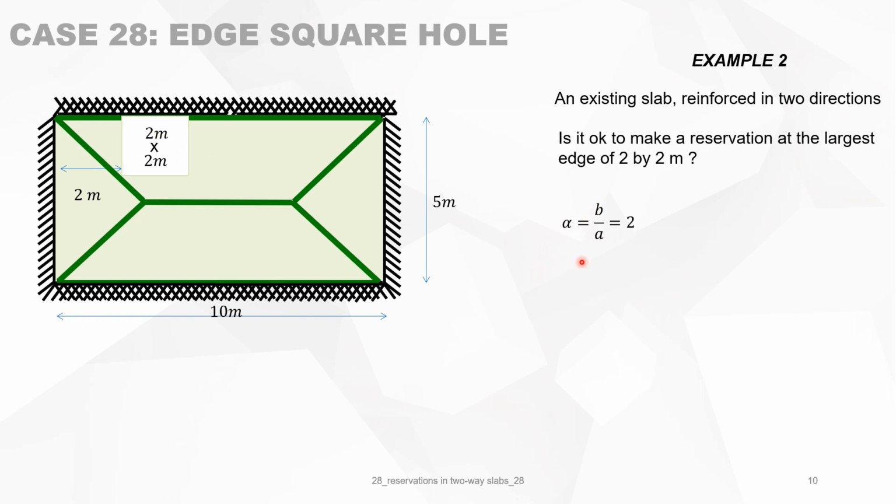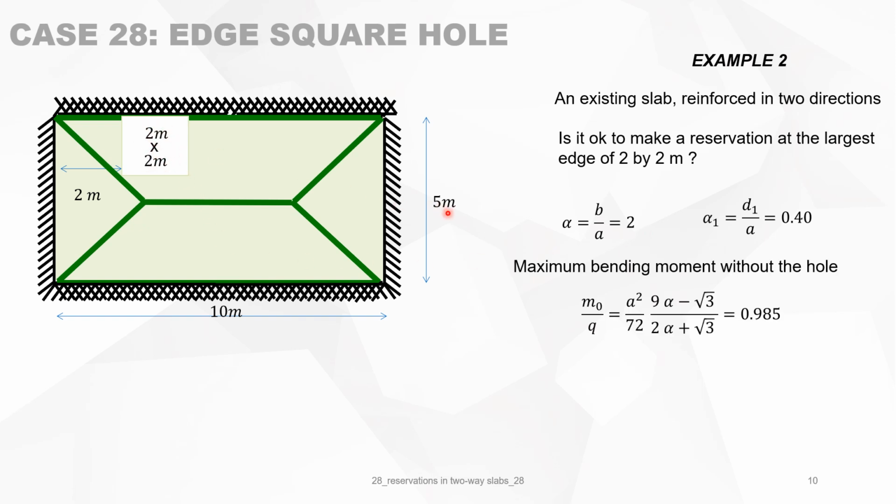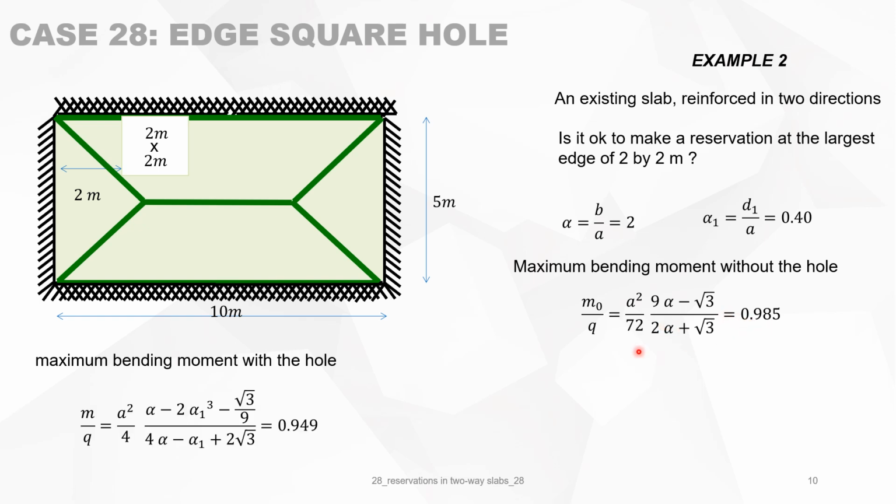The parameter alpha is B over A, so this is 2, and alpha 1 is 2 divided by 5, which gives you 0.4. So the maximum bending moment can now be calculated without the hole, which is M0 divided by the load. This gives you a portion of the equation which is independent, only dependent on geometric characteristics, and we have 0.985 meters per meter. We can calculate the maximum bending moment with the reservation in it, and we get 0.949 meters per meter.